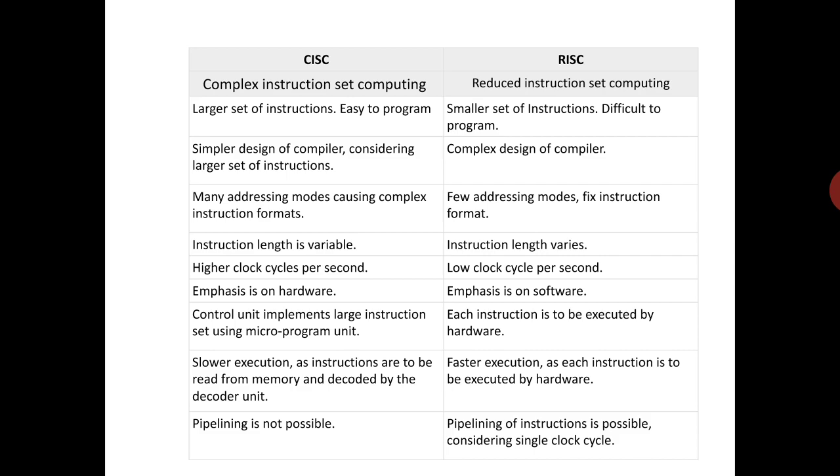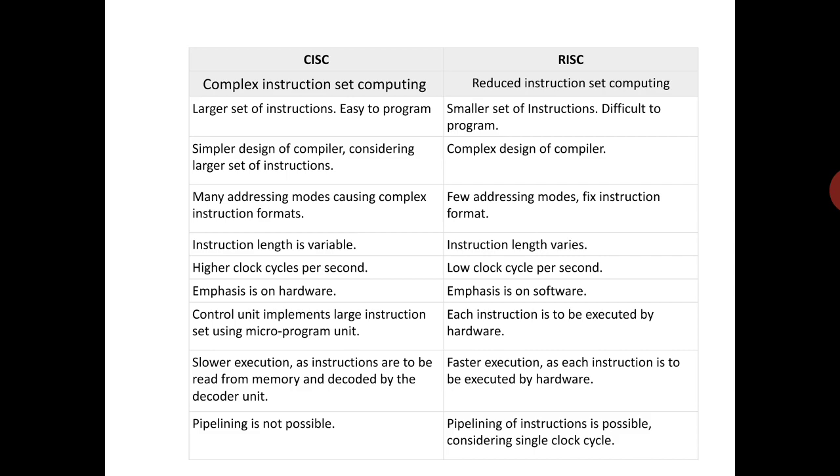Next, in CISC emphasis is on hardware. In RISC, emphasis is on software. In CISC, the control unit implements a large instruction set using a microprogram unit. In RISC, each instruction is to be executed by hardware.